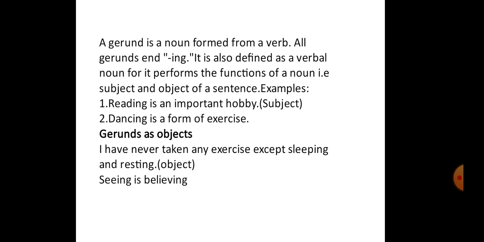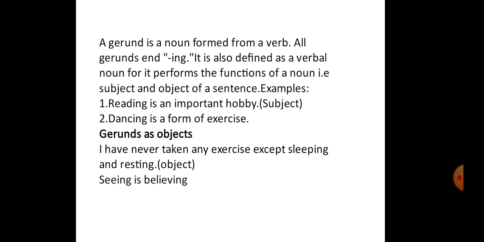We define gerunds as a verbal noun because it's a verb. Gerund is a verb, but it performs the function of a noun, that is, to stand as a subject or as an object in a sentence. From the first example, reading is an important hobby. Reading here is a gerund. Gerund has a telltale, which is this -ing. It often ends in -ing.